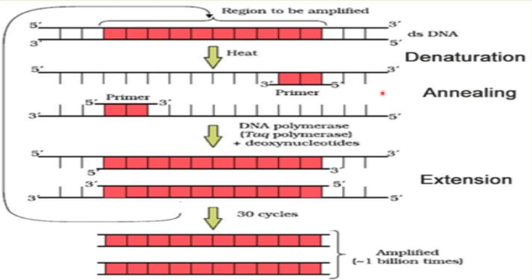Now next step is annealing, and for this step temperature is kept a little bit lower. That temperature is kept 52 degrees Celsius to 55 degrees Celsius here in annealing step. And at this temperature these primers, these are small oligonucleotide sequences, will get attached with the template strands of DNA, right? So after annealing, next step will be extension or polymerization, and at this step enzyme DNA polymerase works for the formation of new strand of DNA, right?